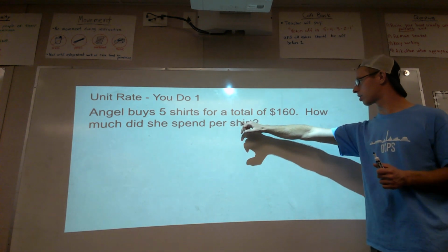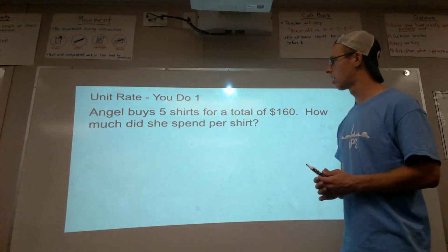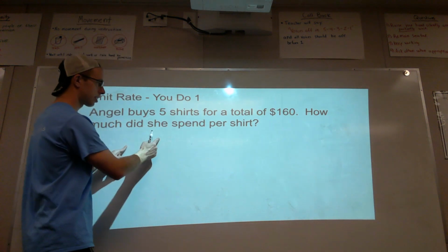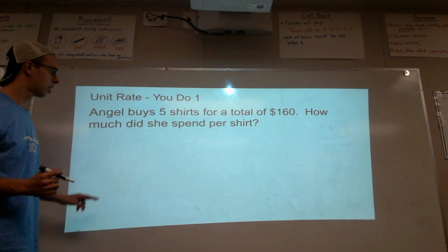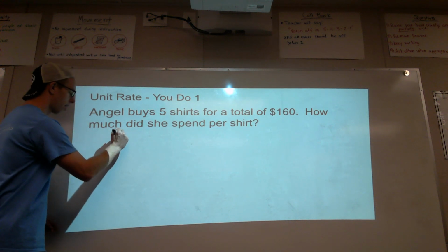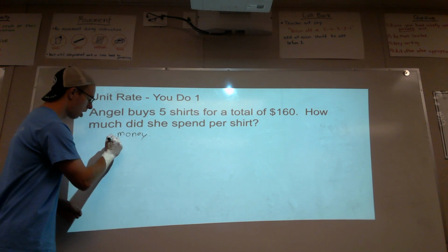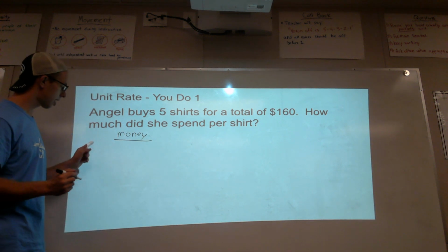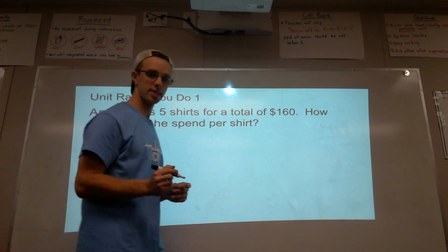Angel buys 5 shirts for a total of $160. How much did she spend per shirt? Well, again, I have to say, what am I talking about? I want to know how much she spends per shirt. How much is one shirt? So, spends per shirt. Spends indicates money, right? So I'm going to have her money, or the cost, whatever you want to write there, money or cost, per, remember this fraction line can mean per or division, shirt. We have money over shirts.